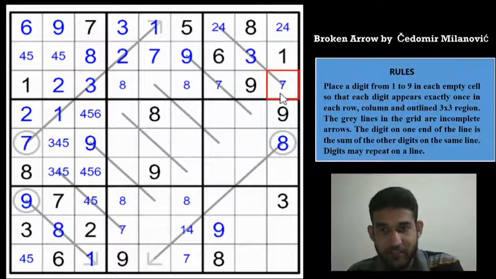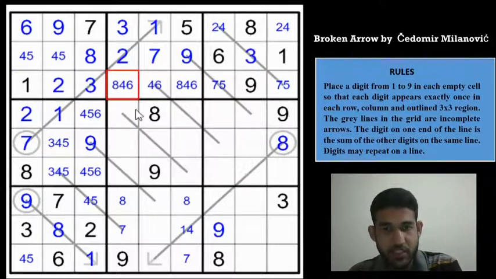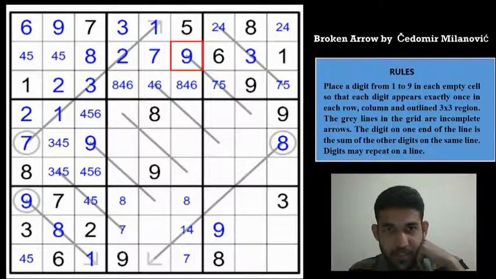So remaining digits are 5 and 7, which we can put here. And 1, 2, 3, 5, 7, 9. So remaining are 4, 6 and 8. 8 is here, so this will be 4, 6. This will be 4, 6, 8. And this will be a 4, 6 or 8. So look at this 9. So which means that our Sudoku arrow is going to look like this.